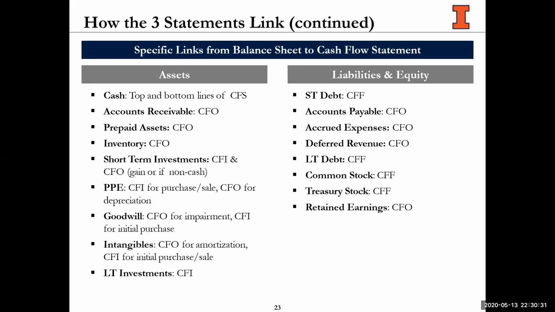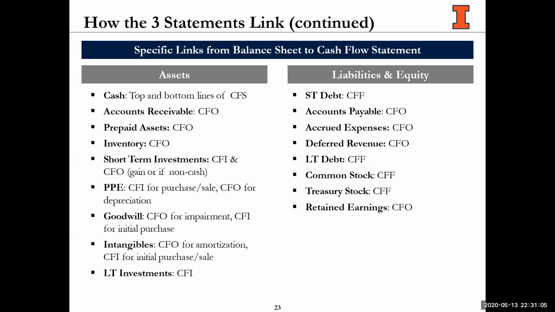How the three statements link, continued. As you can see, this is a more broken down part to show where each of the balance sheet items links into the cash flow statement. Cash is into the top and bottom line of the cash flow statement. All your current assets are cash flow from operations. Short-term investments is cash from investing. PP&E is an investing activity. Goodwill is an investing activity. Intangibles, investing activity. This is a really great cheat sheet to look back on if you're trying to figure out how to link each of the specific parts.